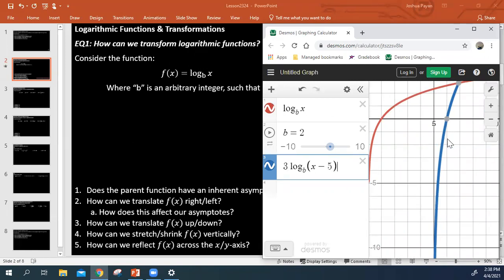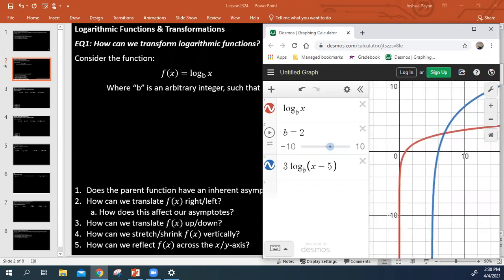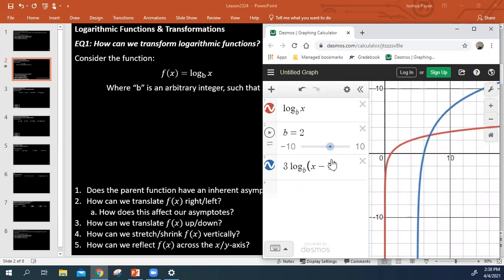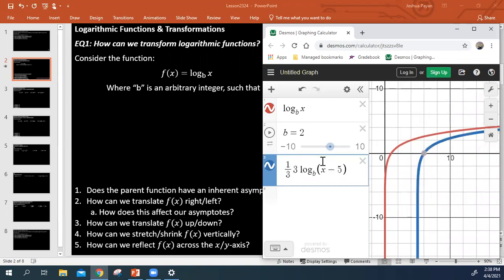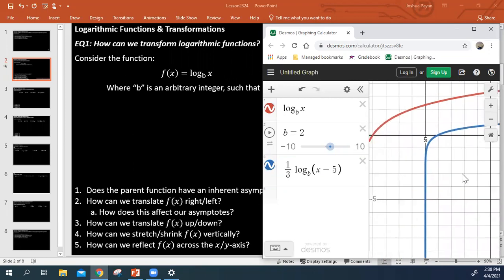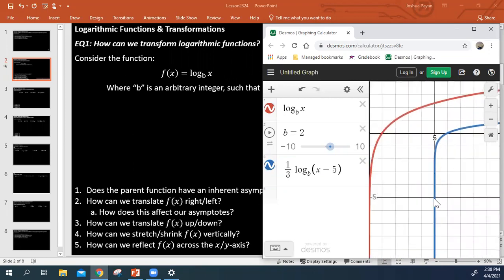Let's go ahead and get a good idea without the vertical shift, right? So we can clearly see I've been stretched vertically. Okay, well, what about shrunk vertically? Well, if I do 1/3 instead, I have been vertically shrunk. And also take note, the asymptote didn't change. I'm still here at an asymptote of x equals 5, okay?